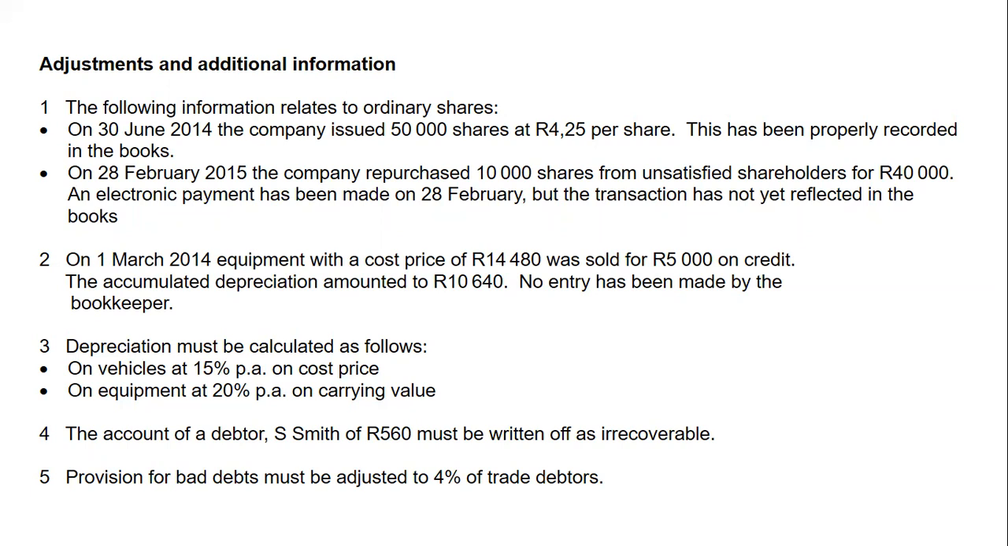So remember, we have issued 190,000 shares in total. Now we are actually getting 10,000 of those shares back. So only around 180,000 shares will now be issued because we are buying them back. Buying them back means money is going out, we are getting the shares back. Okay, meaning that the shareholder will get 40,000, right? And then it says an electronic payment has been made on the 28th of February, but that transaction has not yet reflected in the books. So this transaction was not recorded in the books.